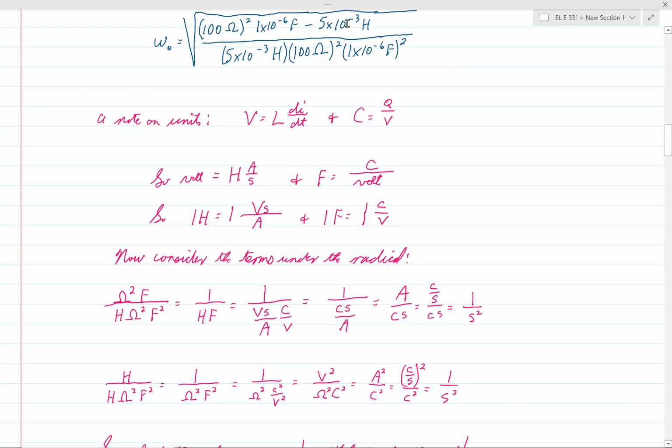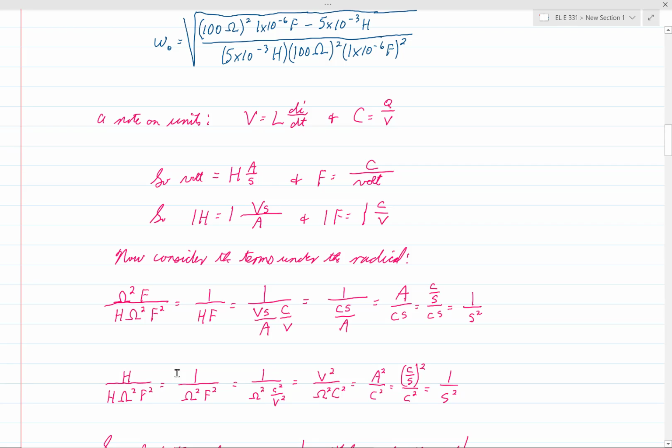We have two terms in the numerator. They are both being divided by the same denominator. So we want to investigate these two terms. The first term is going to be, you can see up here, ohm squared farad, divided by henry ohm squared farad squared. So down here, henry ohm squared farad squared in the bottom. And then the second term is going to be henry divided by henry ohm squared farad squared. So the second term is henry over henry ohm squared farad squared.